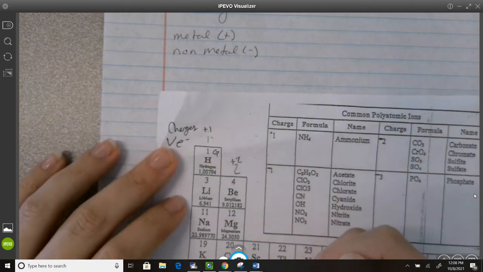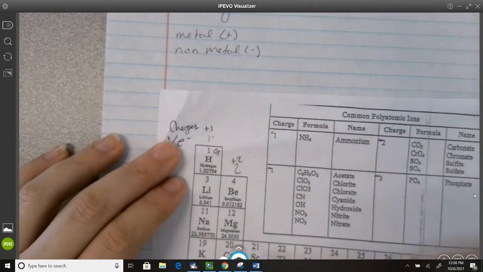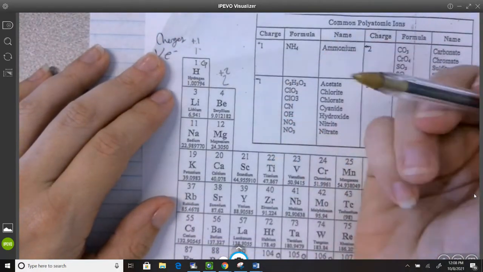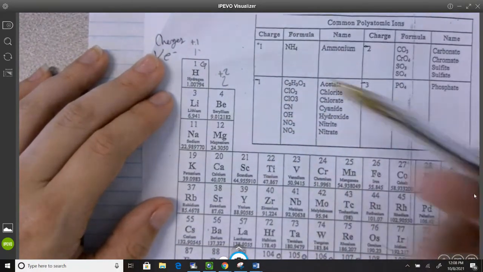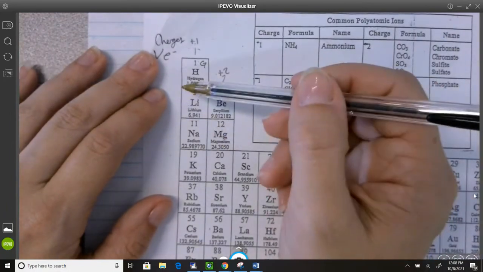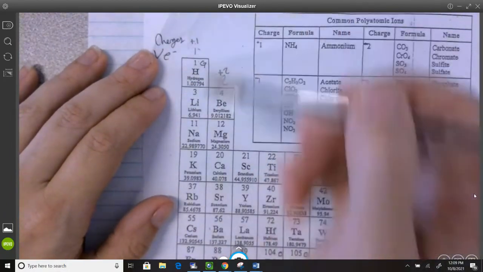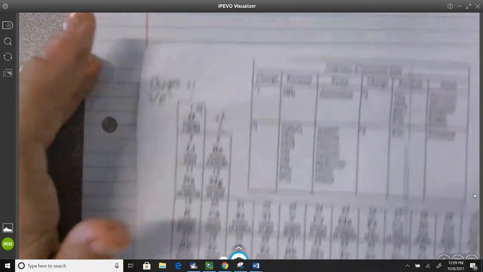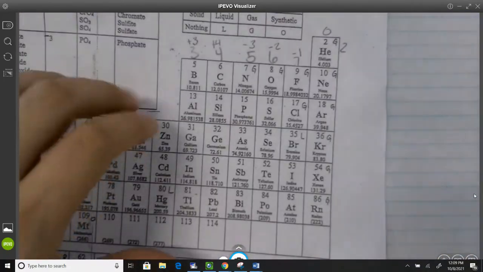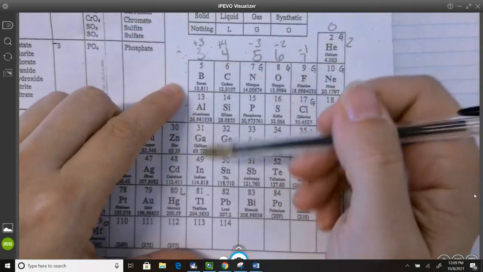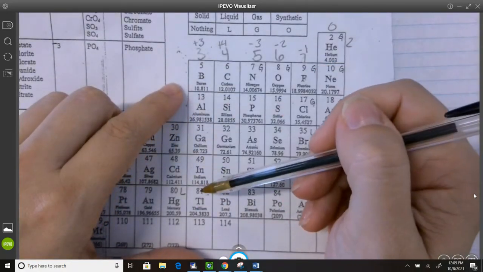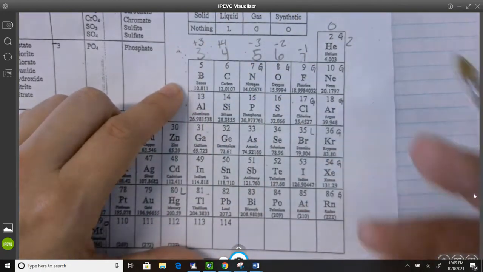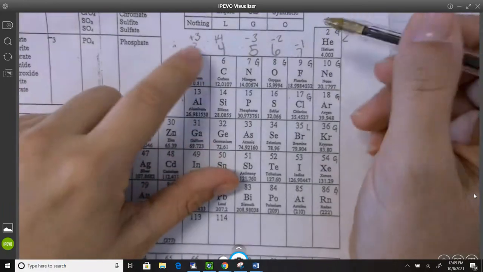So anything that's in family 1, 1 valence electron. Anything that's in family 2, 2 valence electrons. If you're wanting to look at charges, anything that's in family 1, positive 1. Anything that's in family 2, positive 2. And it's the same on the right side. Family 13 always will have 3 valence electrons and a positive 3 charge. And it goes all the way over on our periodic table.